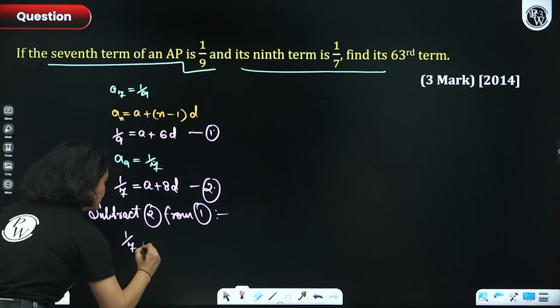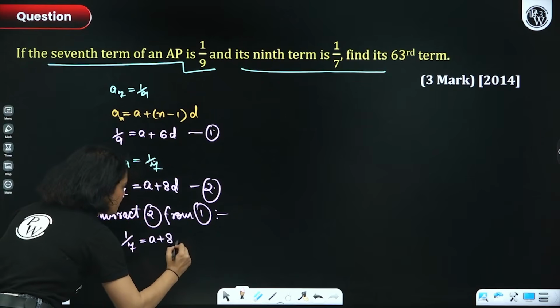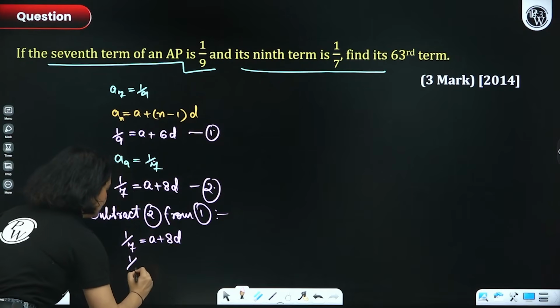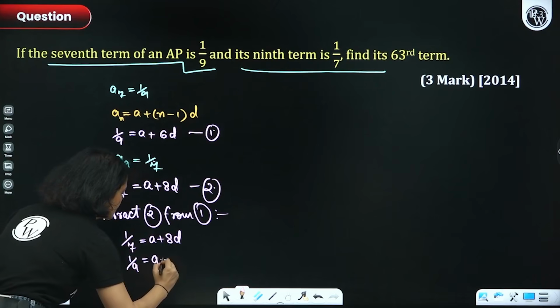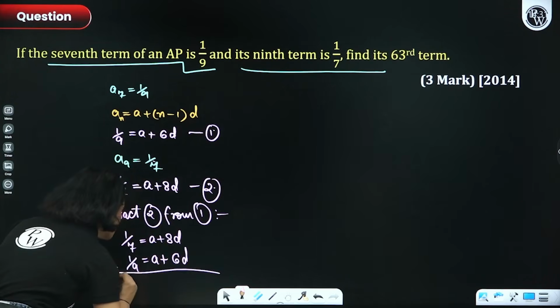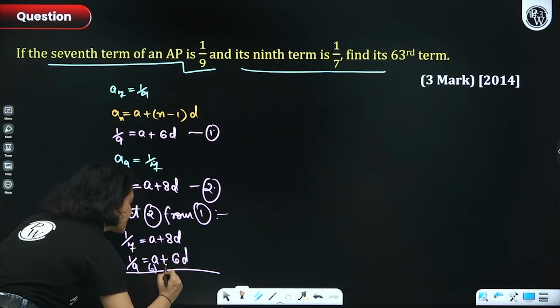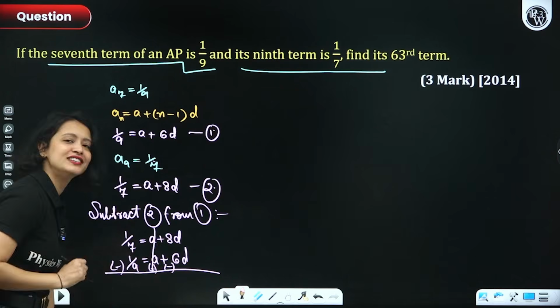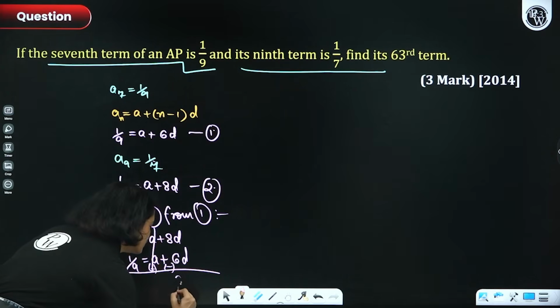1 by 7 is equals to a plus 8d. And here I have 1 by 9 is equals to a plus 6d. Right? And we are doing subtraction. Why are we doing subtraction? Because if we do that, we'll get rid of this a, right? 8d minus 6d would be 2d.